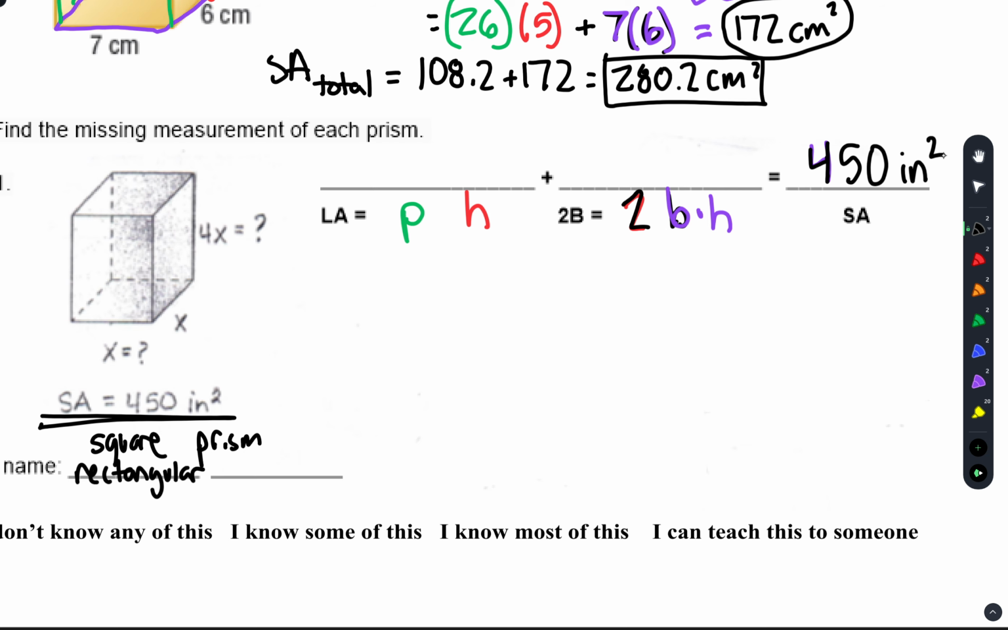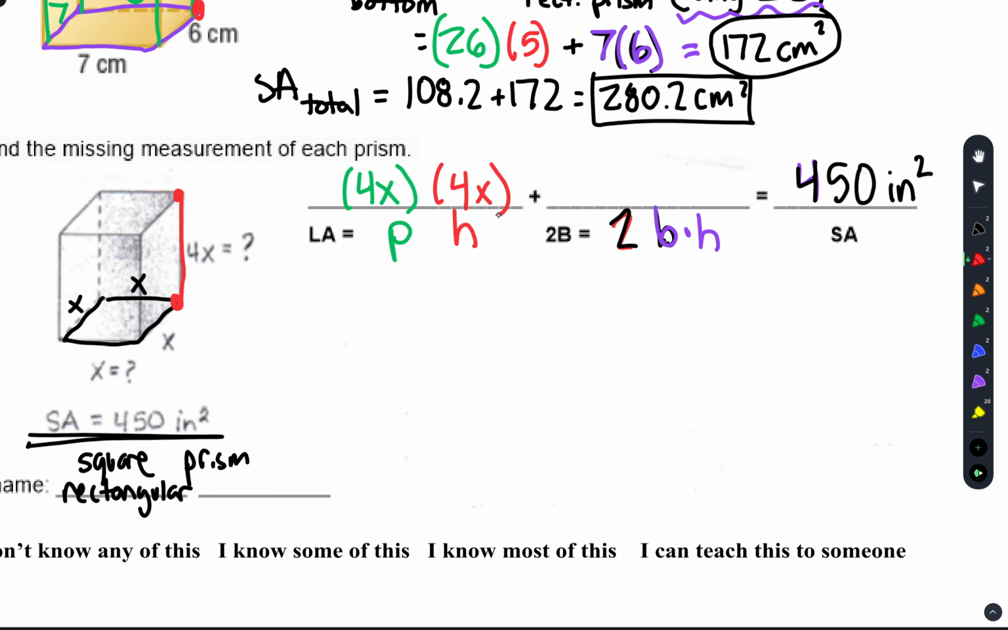Then we're going to start plugging stuff in. So my bases, that's a base right there. The perimeter of that base is x plus x plus x plus x, aka 4x for the perimeter. The height of my prism is going to be the distance between the two bases, which is told to me, it's 4x. I have 2 of those square bases, so 2 times base times height of that square is x times x. Everybody good with that formula?